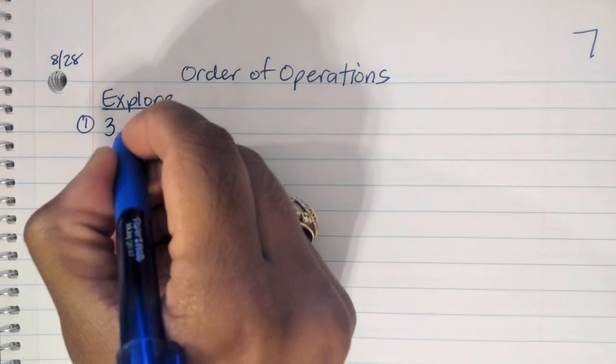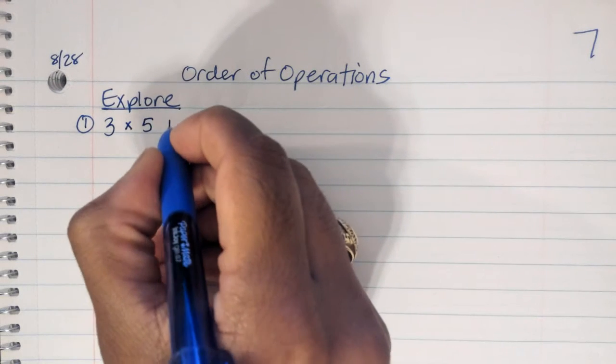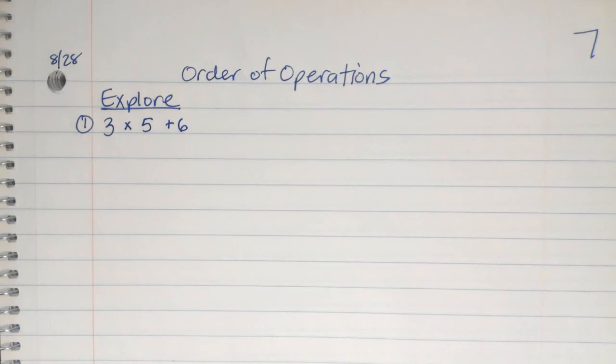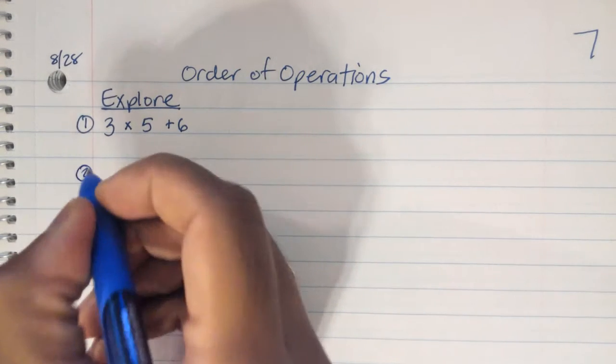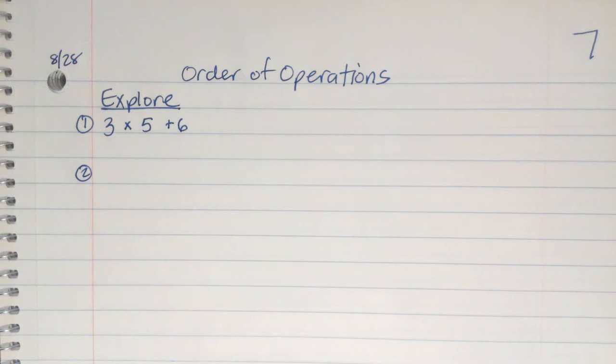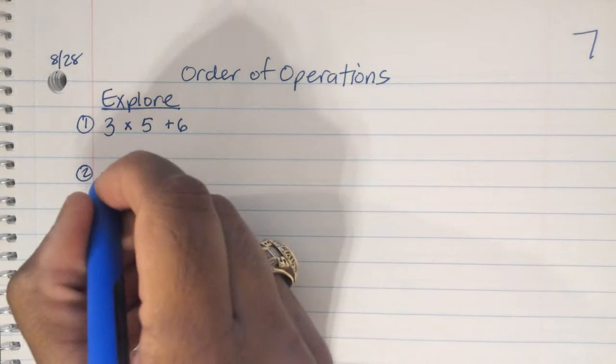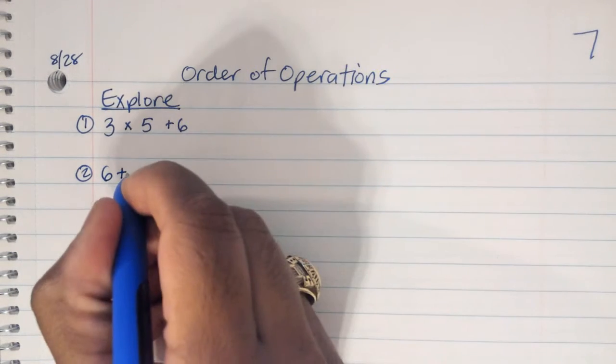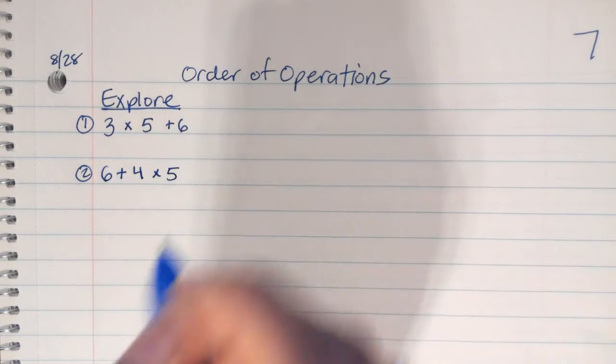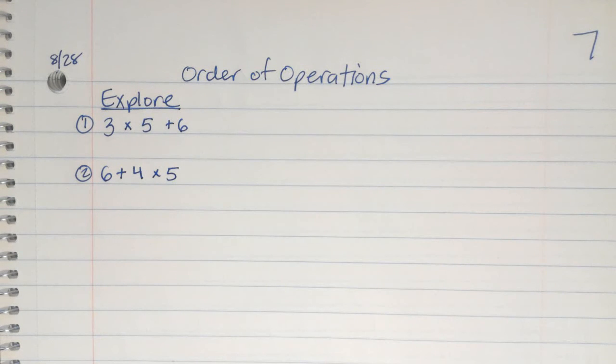is 3 times 5 plus 6. I'm going to skip a line so we have enough space. I'm going to do 4 questions for you to explore. The second question is 6 plus 4 times 5.